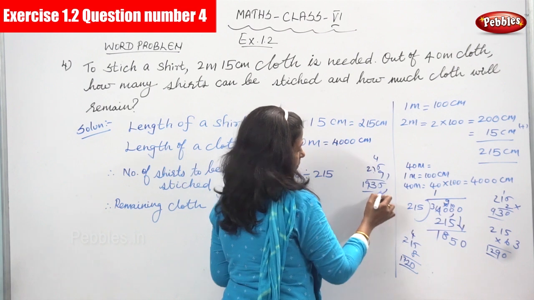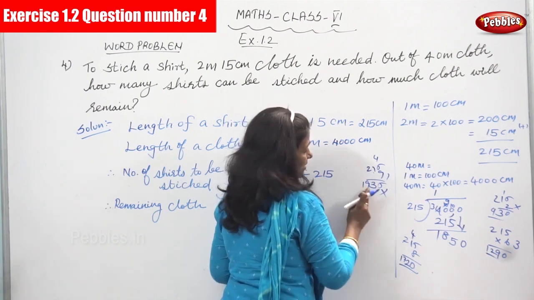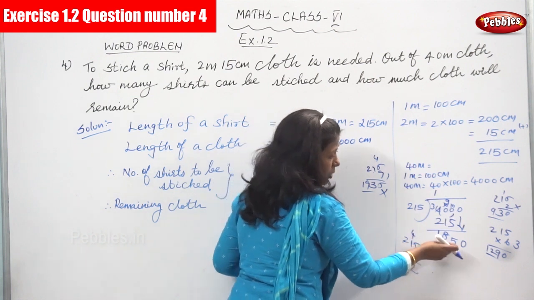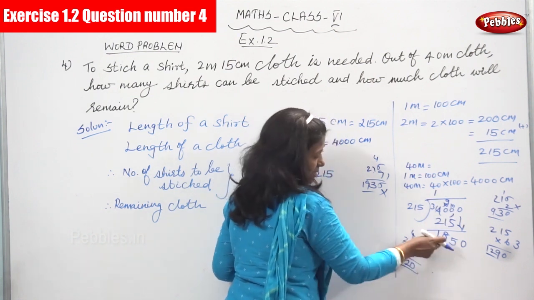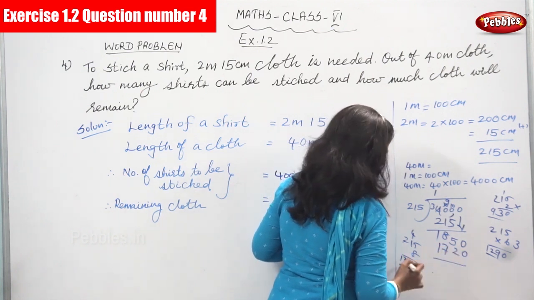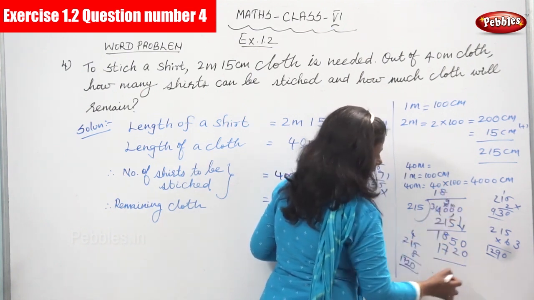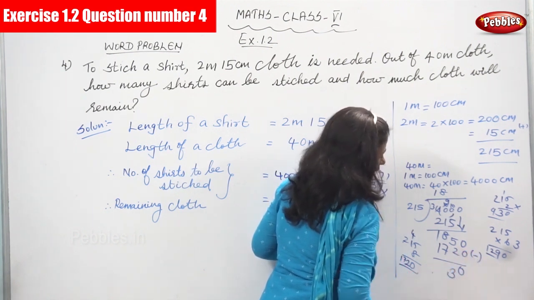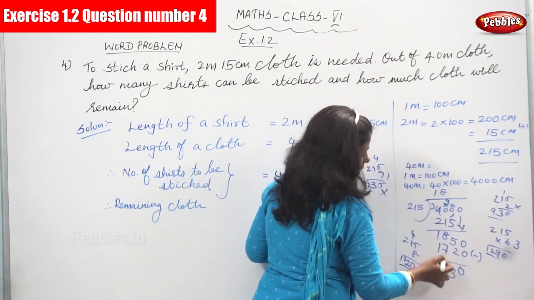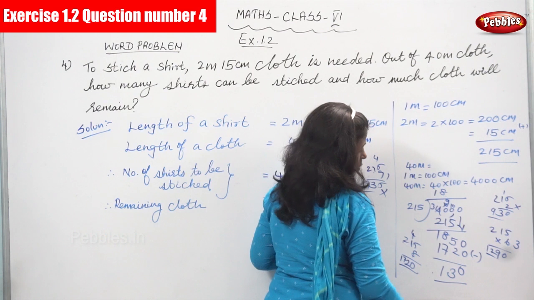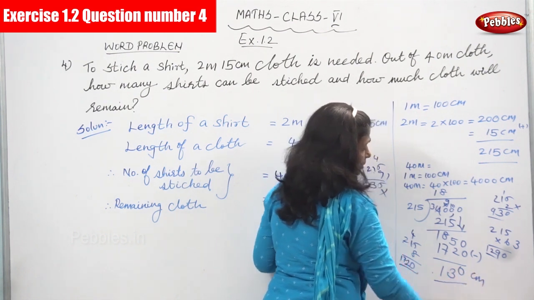19 is not practically possible because 1935 is greater than this number. Whatever number you write down, it should be lesser than this number. So 1720 is the right number, and you have to write 8 here. Then 0 minus 0, and 5 minus 2 you get 3, and after that you get 87, remaining is 1. So 130, so 130 centimeter is the remaining cloth.